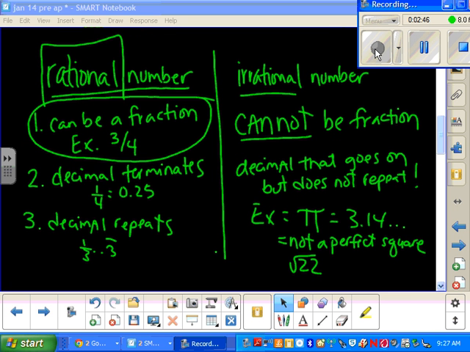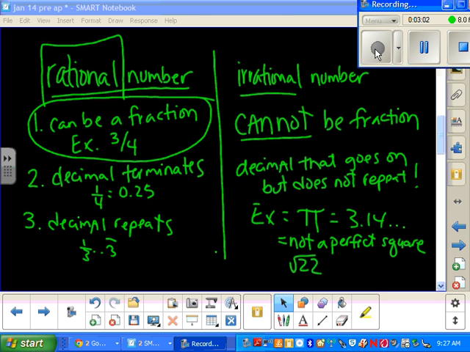Alright, hey guys, this is Mrs. Charles. We're going to take a look at rational numbers and irrational numbers. Let's remember the characteristics of a rational number. The first one is that it can be written as a fraction, any fraction. As long as a number can be written as a fraction, it is rational.